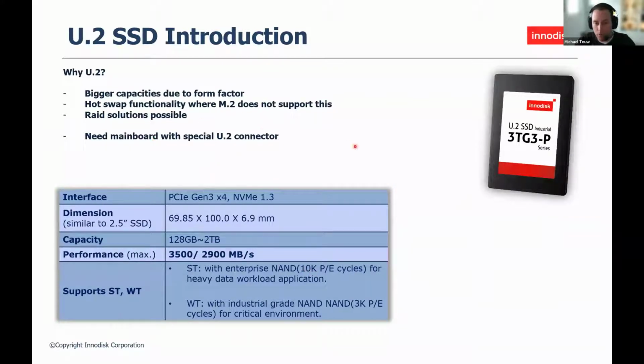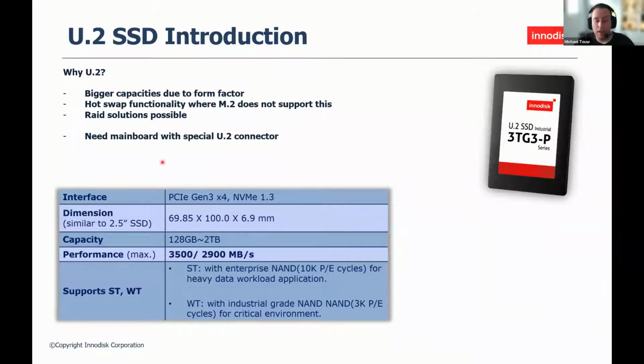So why would you want U.2? Bigger capacities due to form factor. You can simply put more flash IC in here to create 2, 4, 8 terabyte. At the moment, we start with 2 terabyte maximum, but we are upgrading it to 4 and 8 terabyte, so you can have really high capacity solutions. U.2 supports hot swap functionality, where M.2 does not, because you need to open the system and take out the module. This is especially handy in a RAID solution, so keep that in mind.